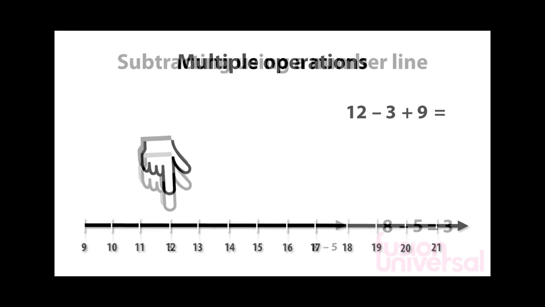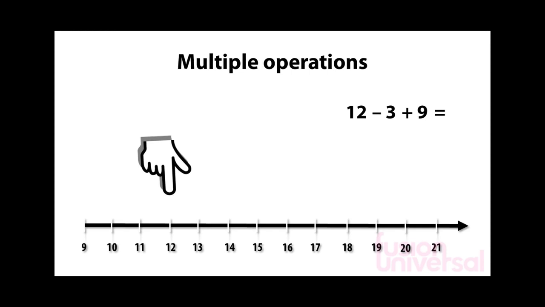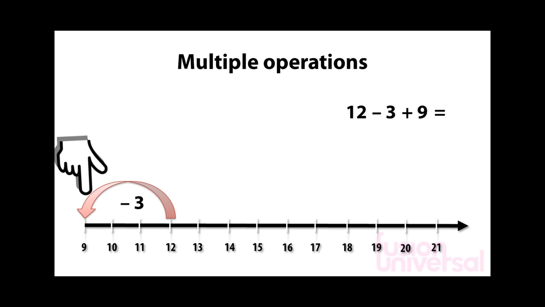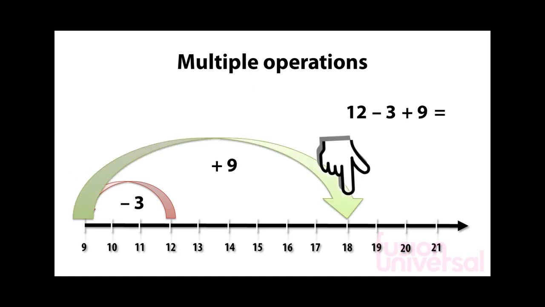We may want to carry out a string of additions or subtractions. How does the number line show us what to do? Here, the calculation required is 12, take away 3, add 9. We start at 12, then move 3 to the left because we are subtracting 3, then we move 9 to the right. We get the answer 18. You may have noticed that the overall effect is to move 6 to the right.